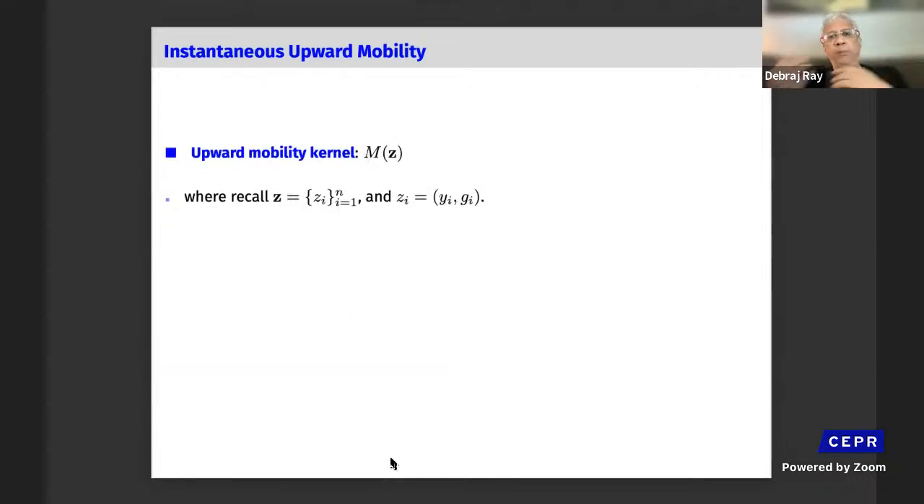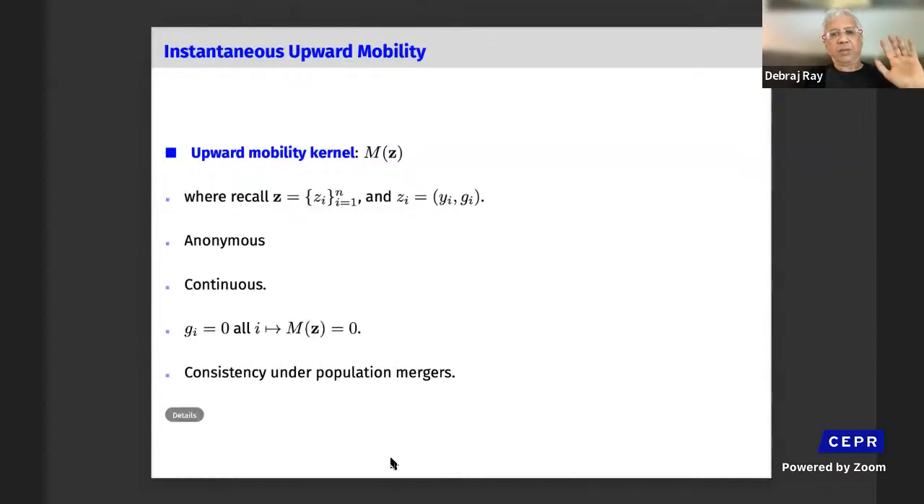And I want to think of an upward mobility kernel as a function that takes any one of these objects, which I'm calling z, right, and gives you a number. It spits out a number, which is the upward mobility of that situation at that instant.